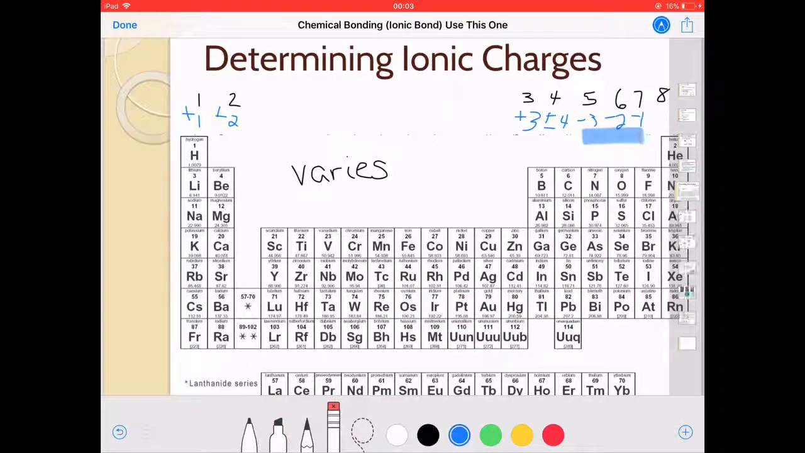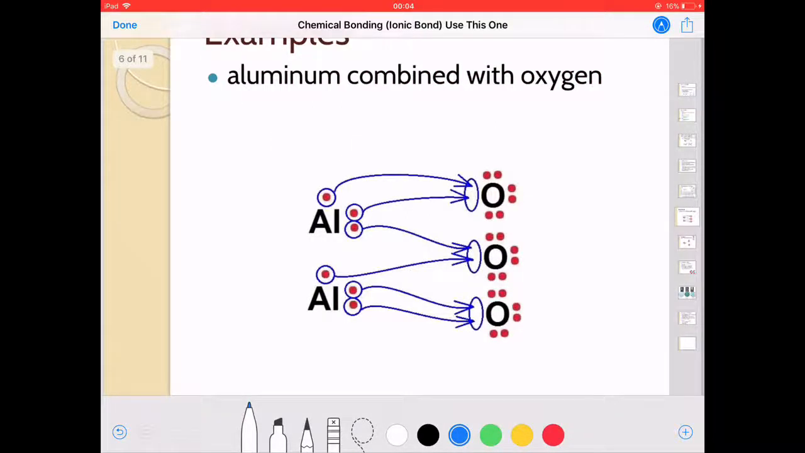The last family, group 8 or 18, all the way on the end, already has a stable number of valence electrons, so they are not going to form a charge. So we say those are electrically neutral or have a charge of 0. Next, we're going to look at a few examples on how to show ionic bonds in compounds.